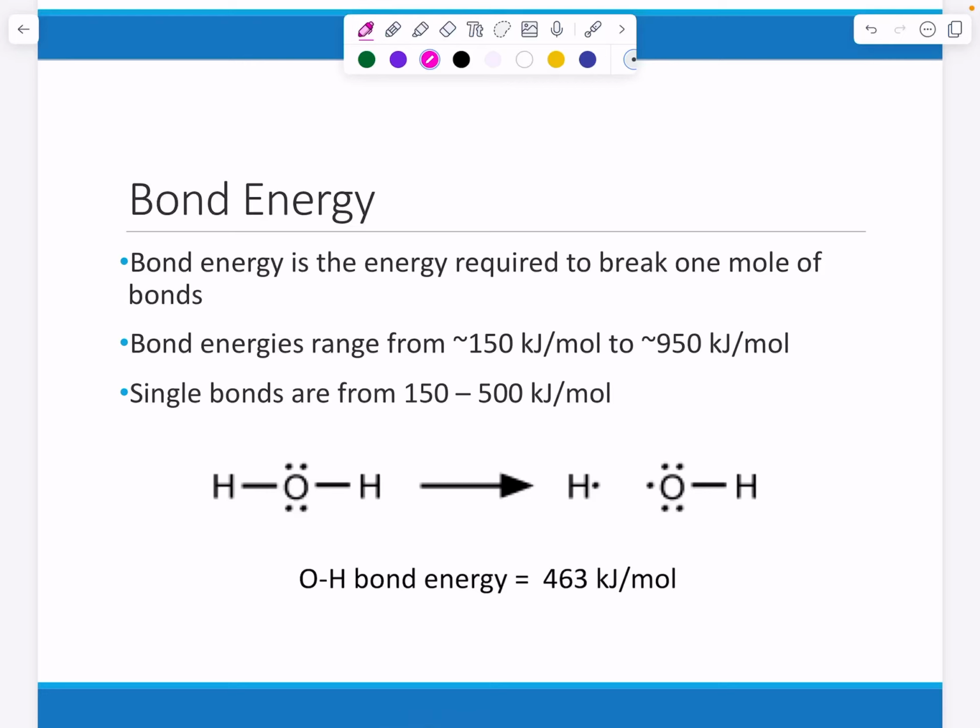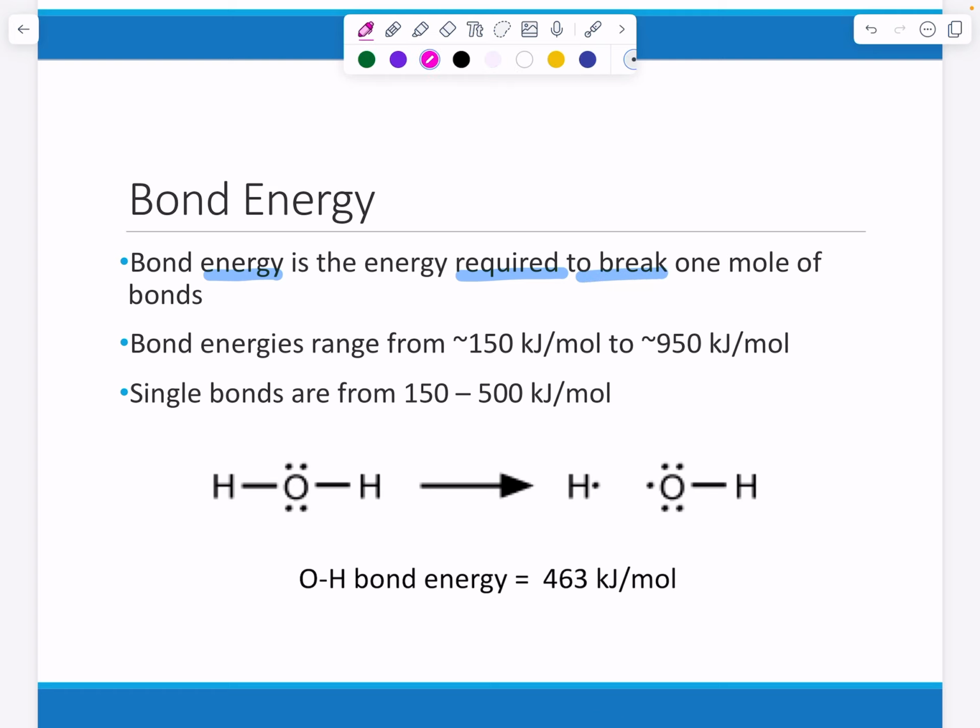Okay, so now we're going to review some concepts related to bond length, bond strength, and how things like resonance and bond order affect that. And we're going to introduce this concept of bond energy. So bond energy is the energy that's required. So we have to add energy in to break a bond.